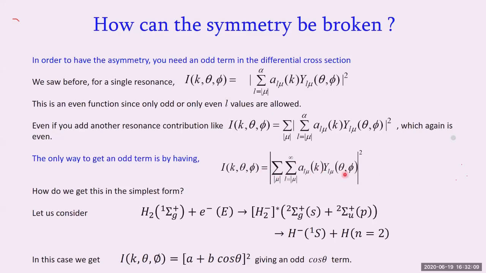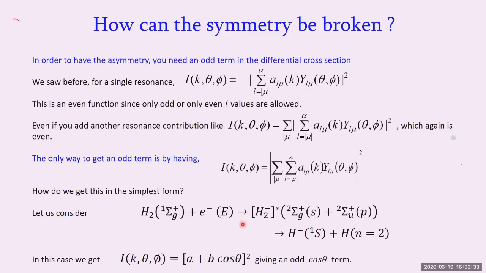Now you look at this. Here what we have done is that the square of the amplitudes for a single resonance, we have taken it out and put it outside, for all the resonances. So now if you have two resonances, the combined amplitudes for the two resonances are going to add, and eventually you can get an odd term in the differential angular distribution.